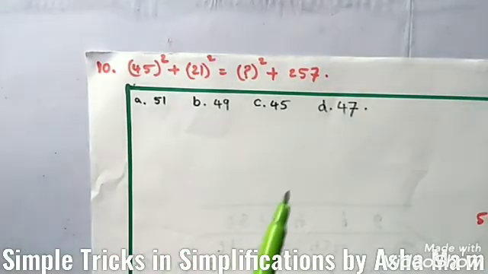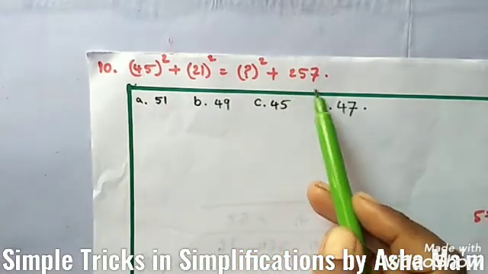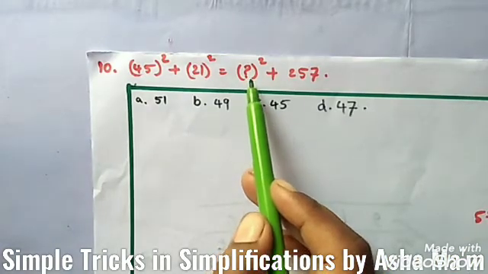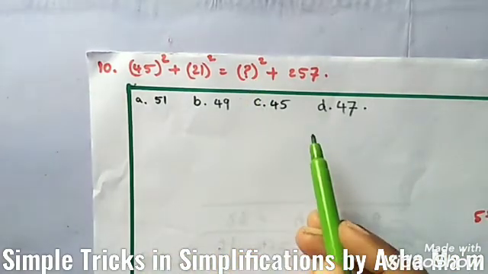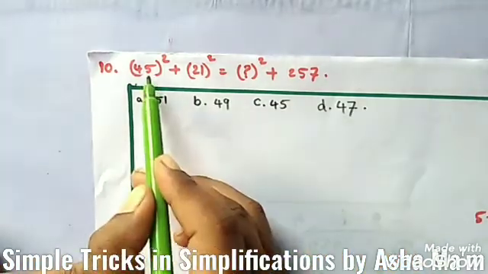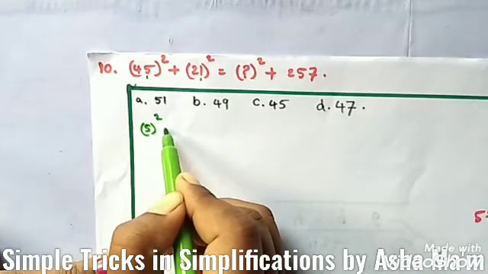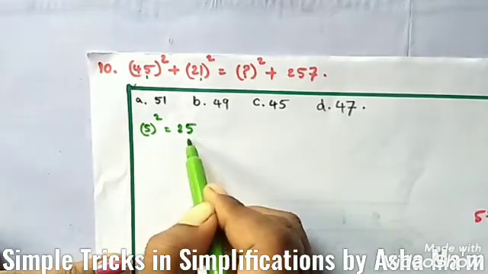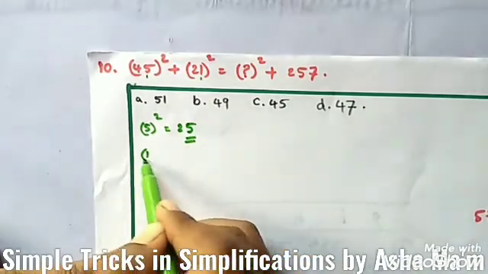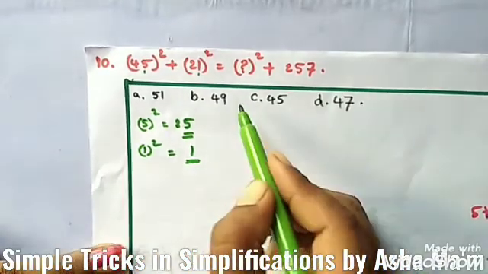45 whole square plus 21 whole square is equal to question mark whole square plus 257. We have to find out the number which is present in the place of question mark. Okay, these are the options. Now by applying the last digit method, here is 5, here is 1. So 5 whole square, 5 square is equal to 25. Here the last digit is 5, we have to consider that. And here 1 square is equal to 1. Here last digit 1.